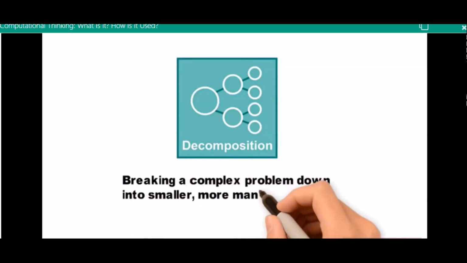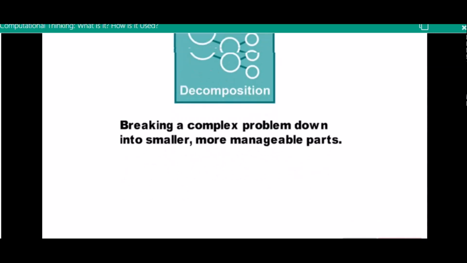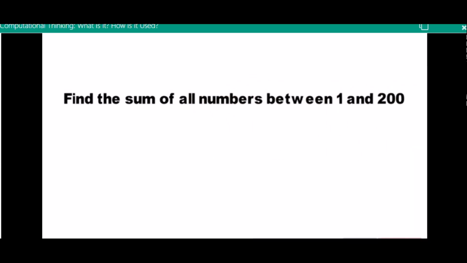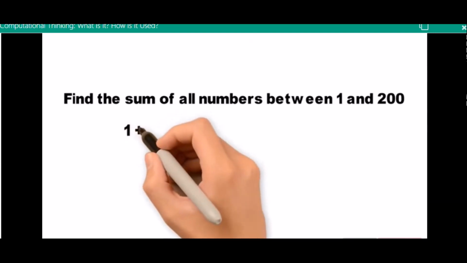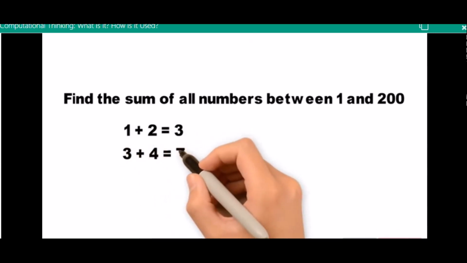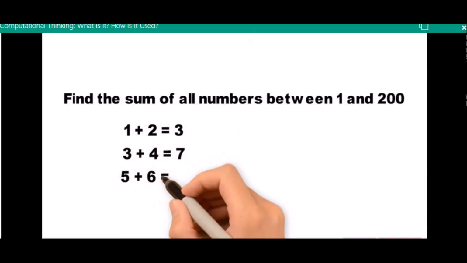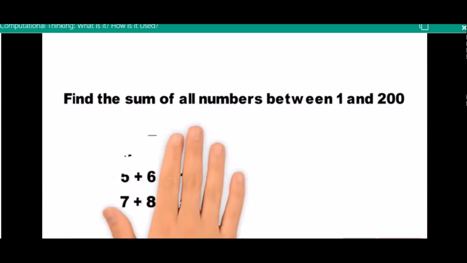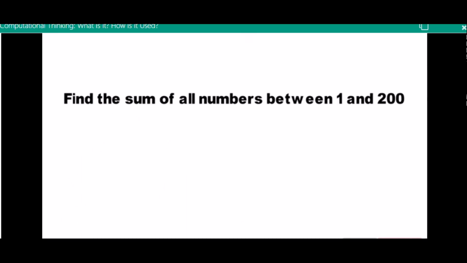Decomposition involves breaking a complex problem down into smaller, more manageable parts. For example, take this math problem. Find the sum of all numbers between 1 and 200. How can we break this problem down into smaller equations? 1 plus 2 equals 3. 3 plus 4 equals 7. 5 plus 6 equals 11. 7 plus 8 equals 15. This is going to take forever, and it's really hard to keep track of in your head. There's got to be a better way.